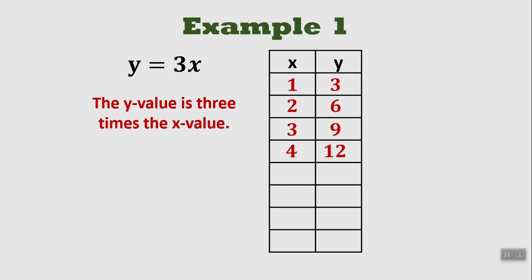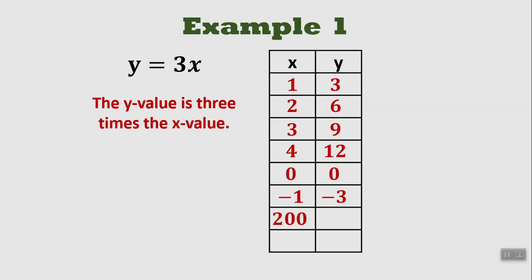But remember, we don't have to pick only integers or only positive values. We can pick any value we want for x, and there's going to be a matching y value that goes with it. So what if we picked 0 for x? Well, 3 times 0 would make 0, so the ordered pair 0, 0 is also a solution to this equation. What about if x was negative 1? Then our y value would end up being negative 3, because negative 3 is equal to 3 times negative 1. So that's another solution to this equation.